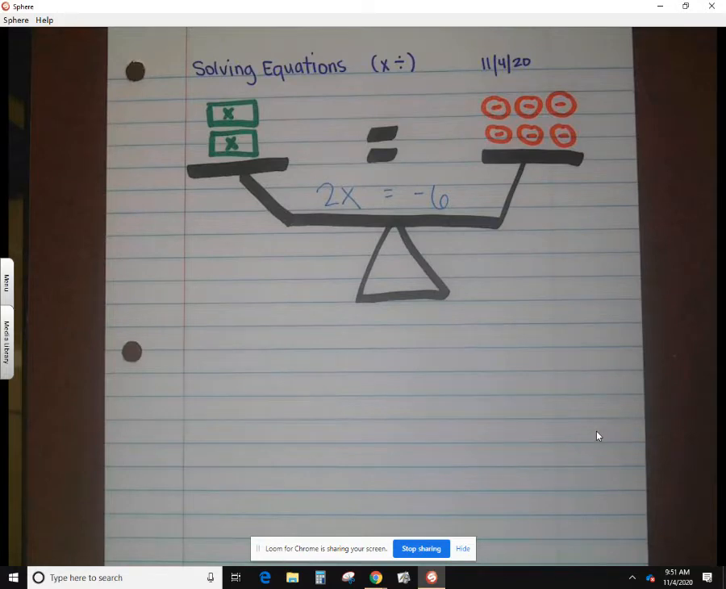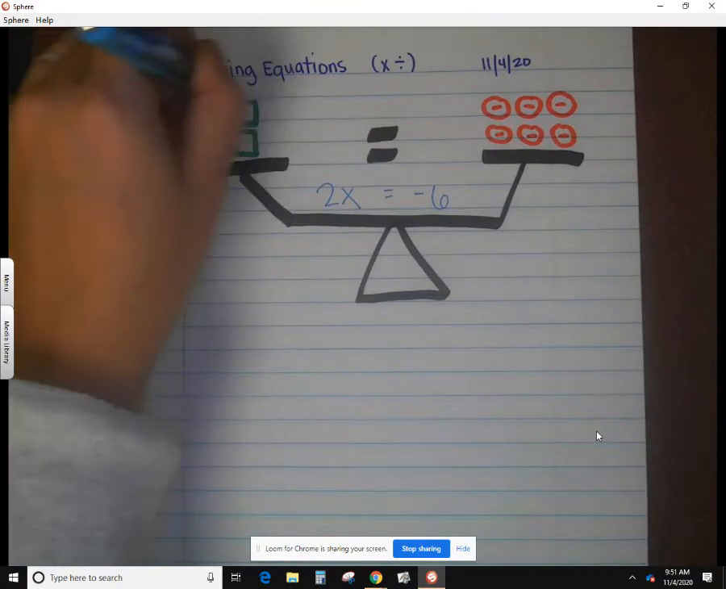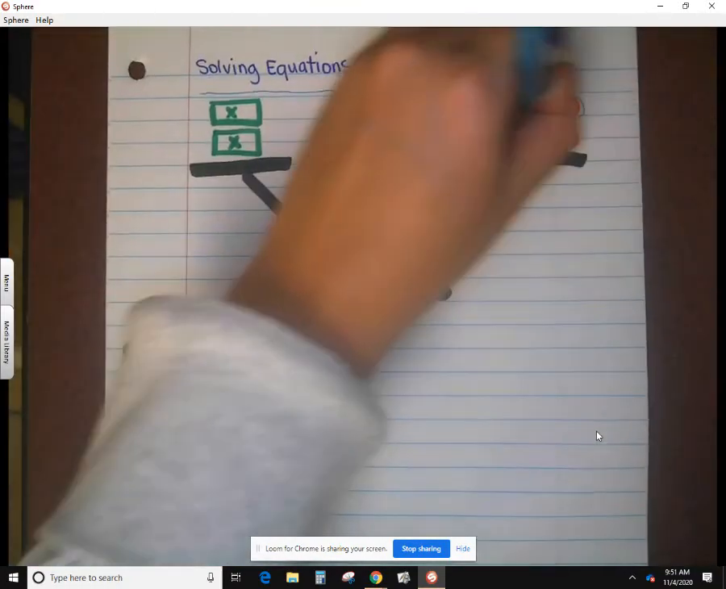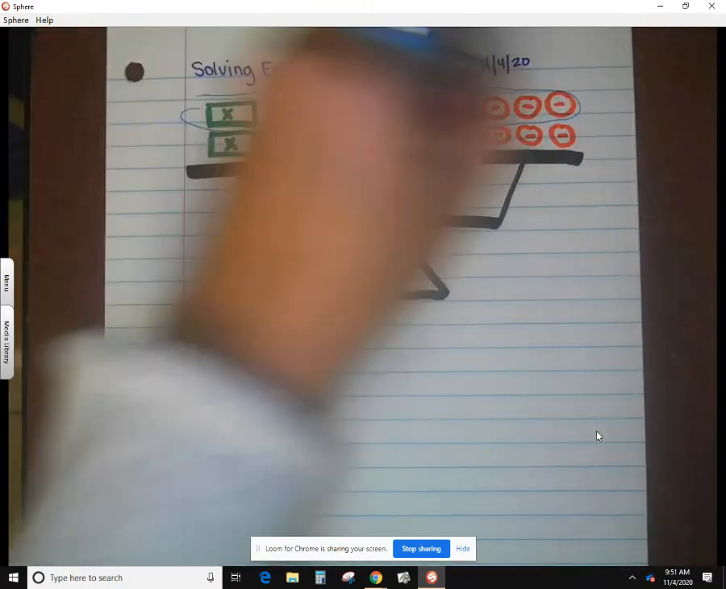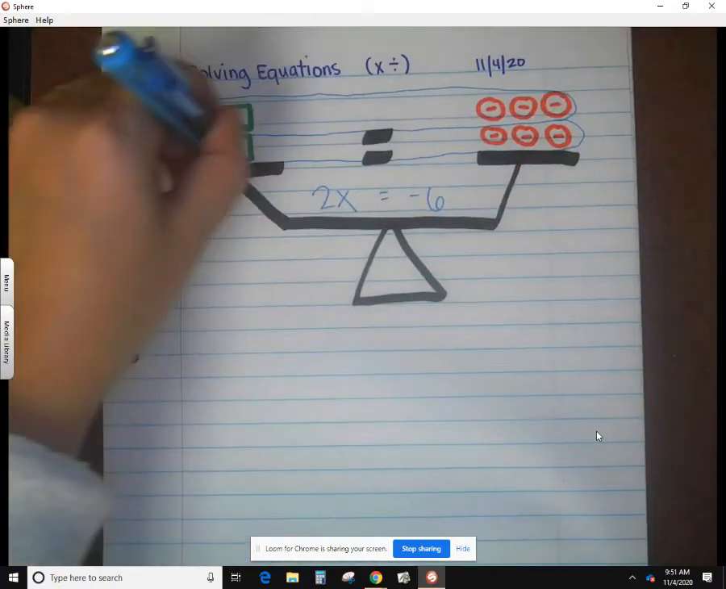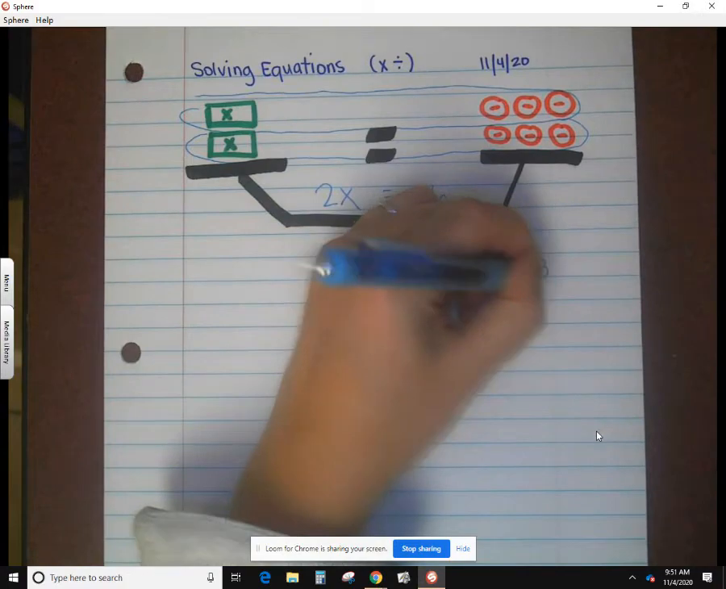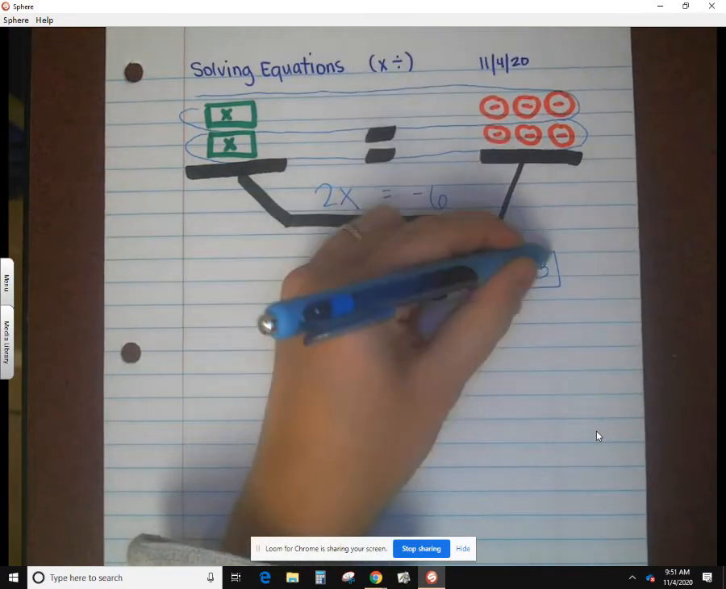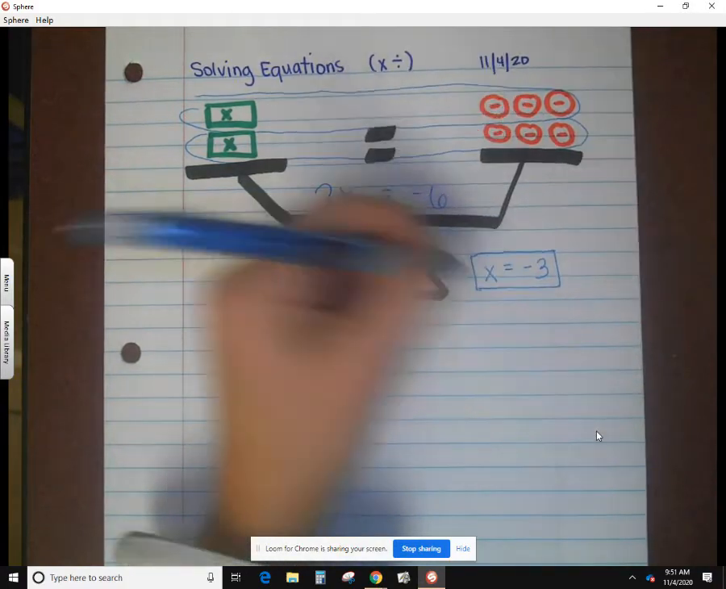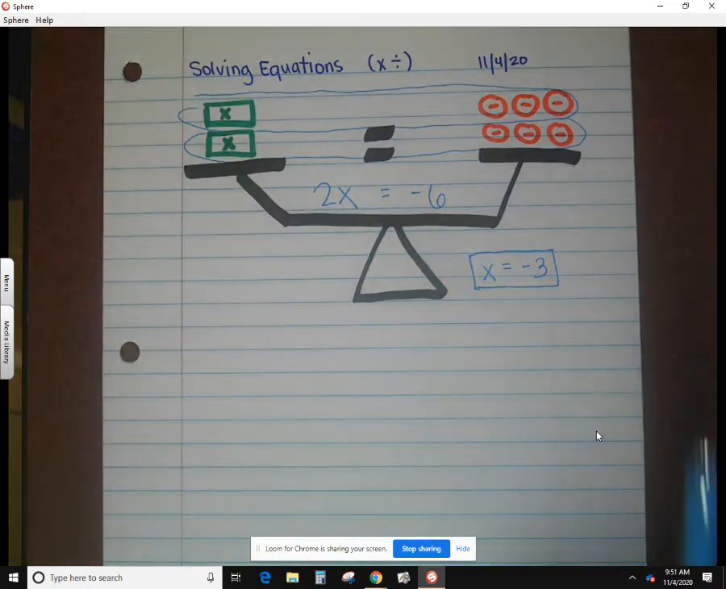You can think of these x's like twins. They're both exactly the same. So we want to keep everything fair. So we're going to split these negatives equally between the two x's. So each x would get 3 of those negatives. So if 2x equals negative 6, 1x by itself is just negative 3.